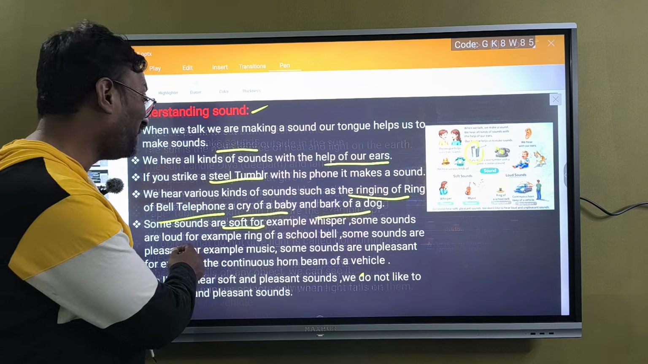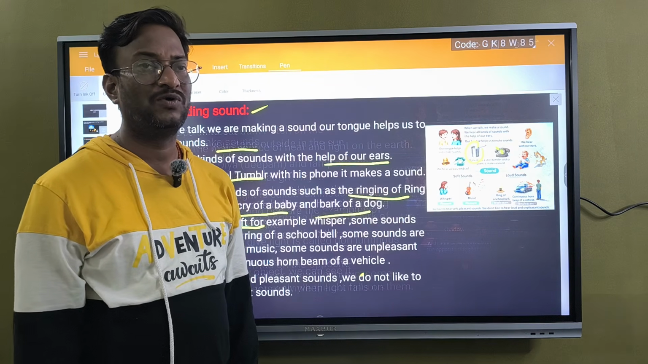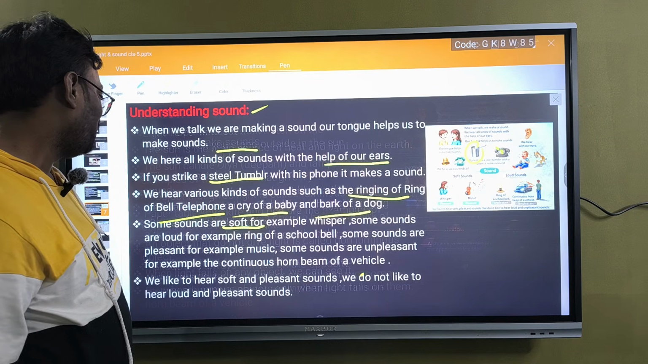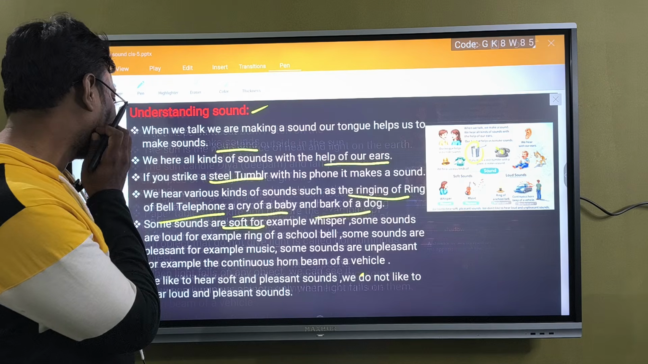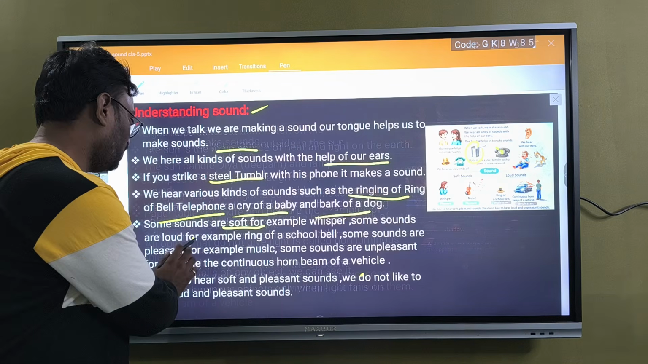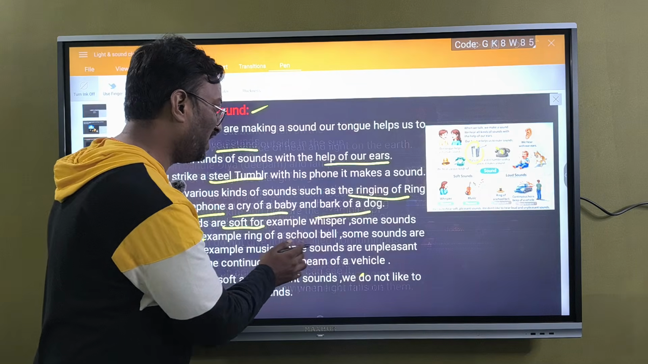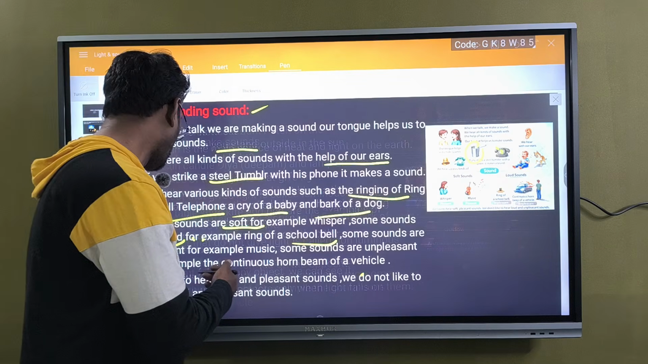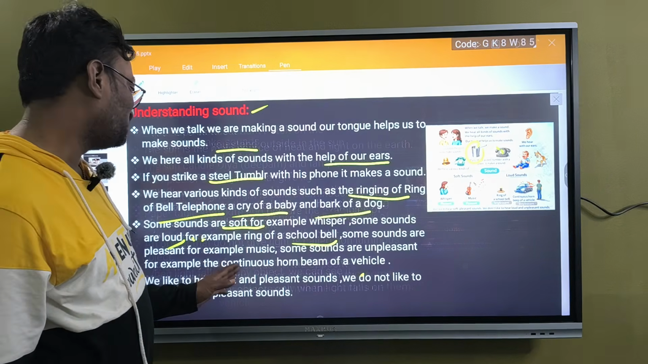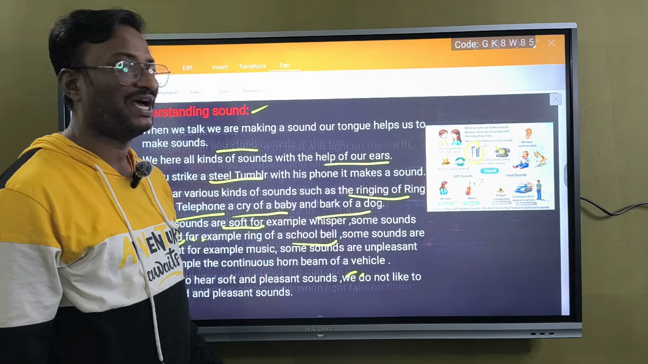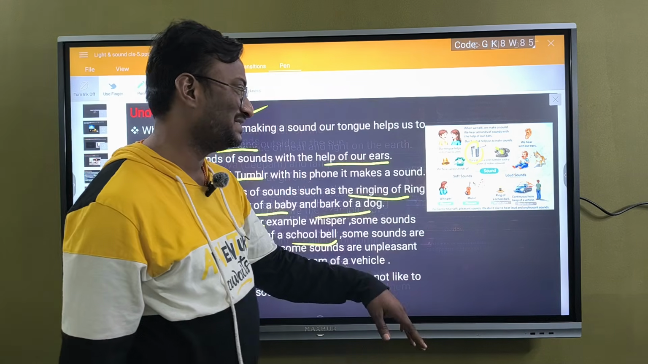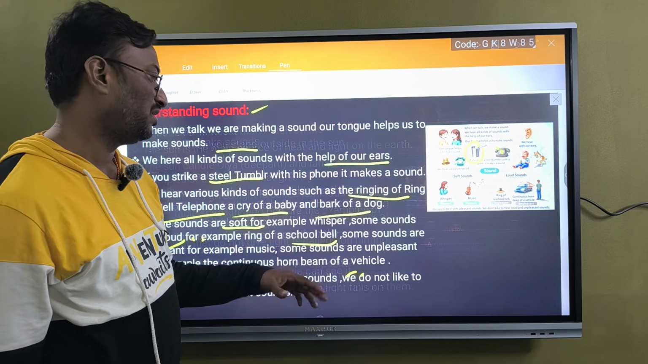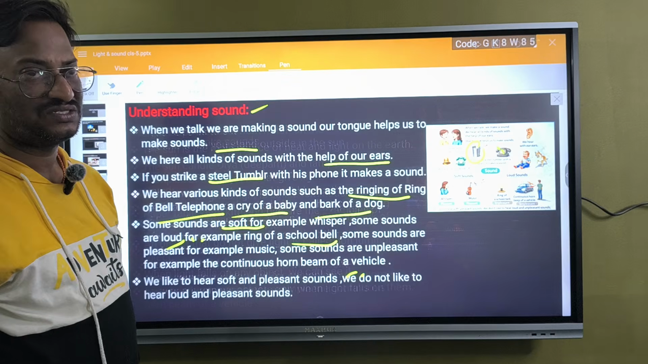Some sounds are pleasant, for example music. A good music will give you a pleasant sound. And some sounds are very loud, for example the ringing of a school bell and the continuous horn of a vehicle. These kinds of sounds are unpleasant. A continuous horn will give you an unpleasant sound.